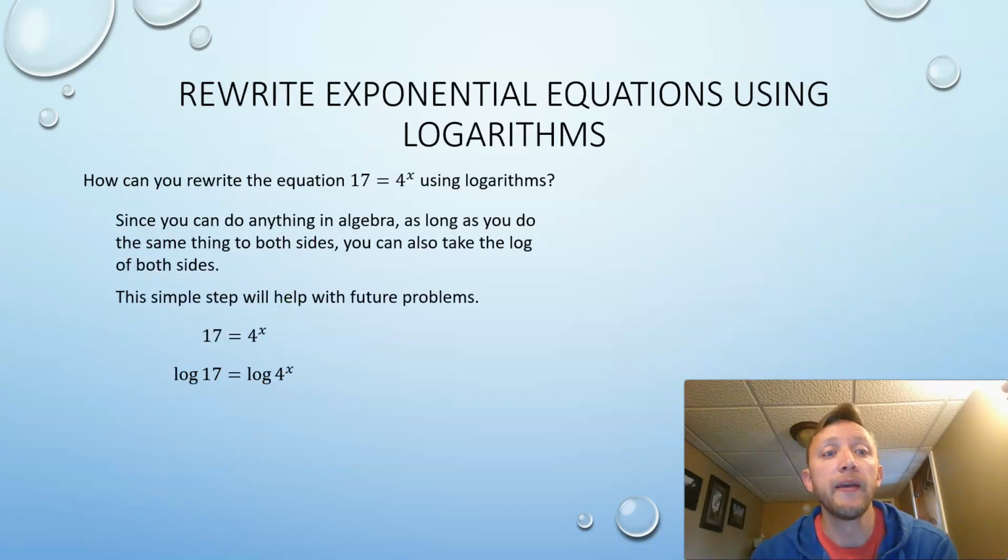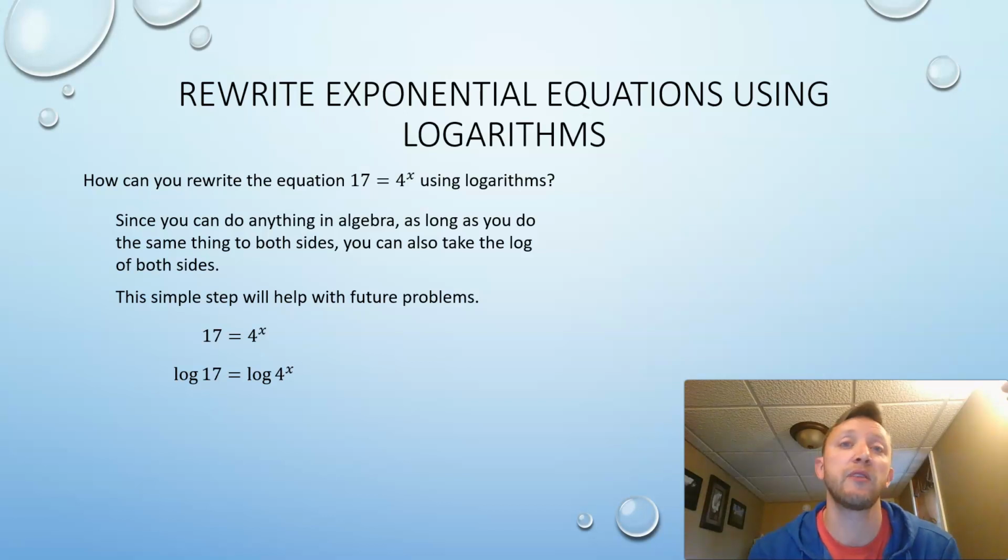All right, let's look at this next example. It says, how can you rewrite the equation 17 equals 4 to the x power using logarithms? Well, since you can do anything in algebra as long as you do the same thing to both sides, you can also take the log of both sides. This simple stuff will help with future problems. So we have 17 equals 4 to the x power, and to rewrite that with logarithms, we could just put a log on both sides. Literally, that's all you have to do.